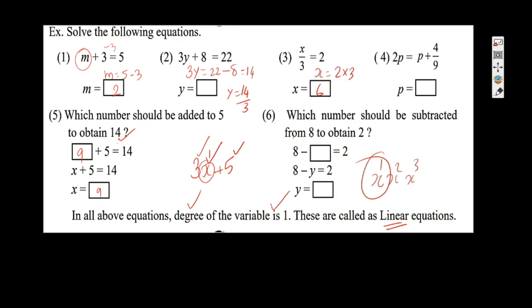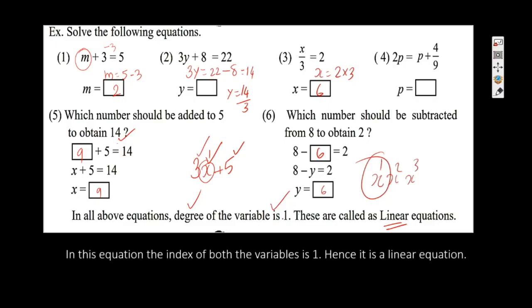Right? 8 minus something is equal to 2. 8 minus 6 is equal to 2, then we'll say that this 6 is nothing but y. Y is equal to 6. Correct? So these all things you have studied in last year. In fact, we are going ahead and learning little more about what is the concept of linear equation in two variables.